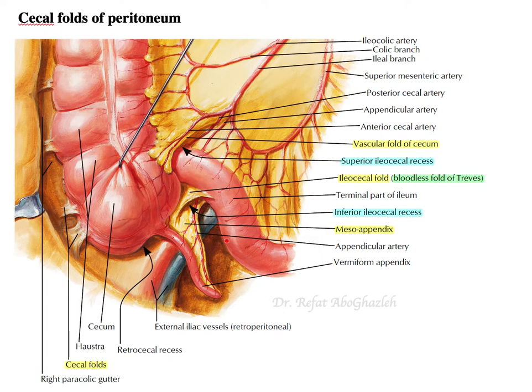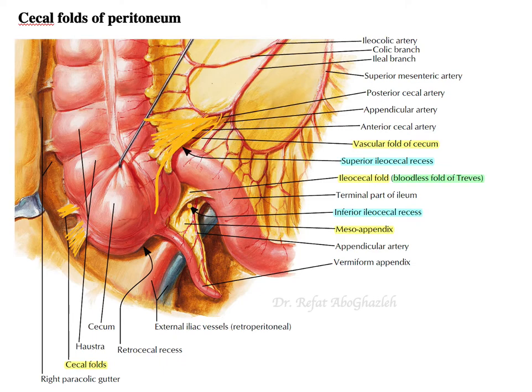So lastly, as we talked about the appendix connected to the cecum and mesoappendix, it's good to show you these folds. Look at these folds. You have around three folds fixing the cecum. All of them except one have blood vessels in those folds. So look at it here laterally. You have the cecal folds. We call them cecal folds. Also here, medially, you have this fold. We call it the vascular fold of cecum. So this is the vascular fold of cecum that contains the anterior cecal artery. You know, the cecum is supplied by the anterior cecal artery and the posterior cecal artery. So this vascular fold, we call it the vascular fold of cecum.